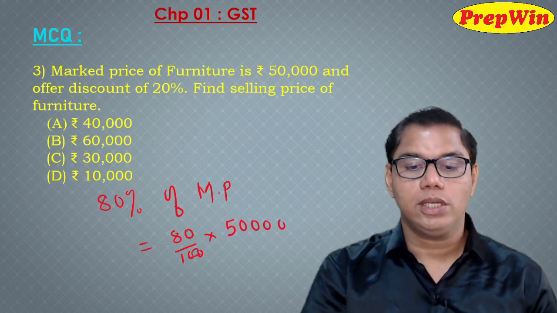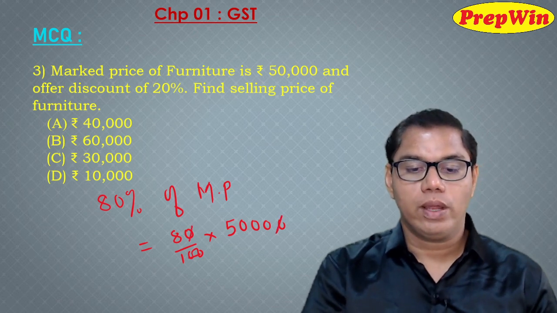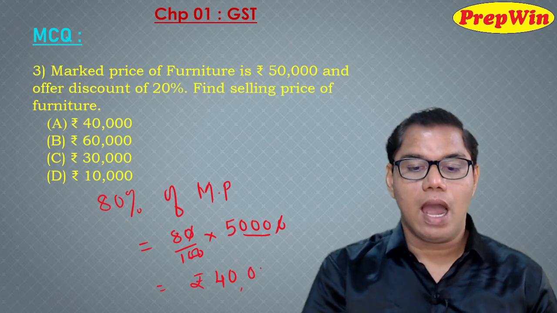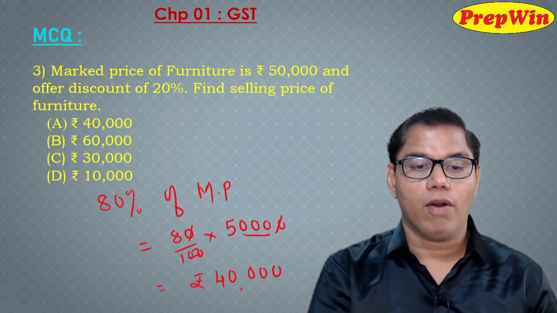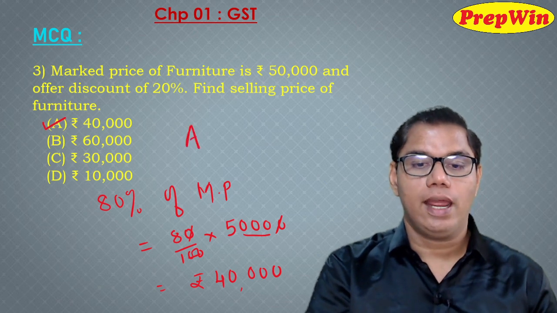So 20 cancels from here and 20 cancels from here. So 8 into 5 is 40 followed by these 3 zeros. So my answer is rupees 40,000. So my correct option is option A.